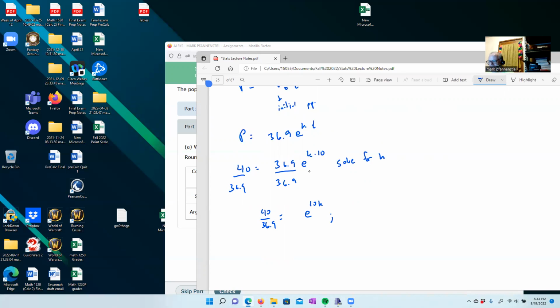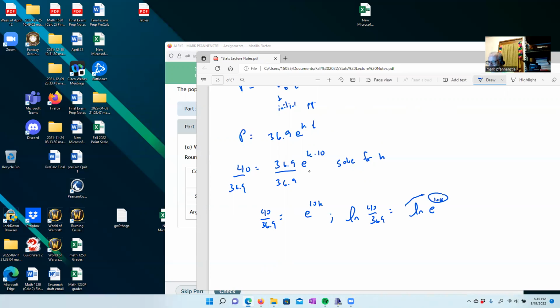So what we're going to do with that is we're going to take the logarithm of both sides. You're going to have to decide which base you want. Since we're dealing with something with an e in it, we want the natural log. So I want natural log, that's an L. So ln of 40 over 36.9 is equal to the ln of e to the 10k, right?